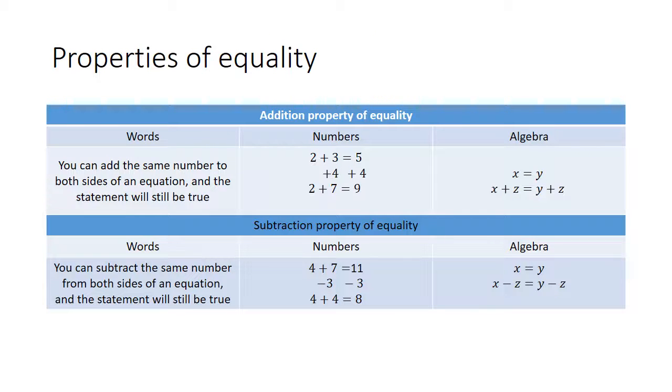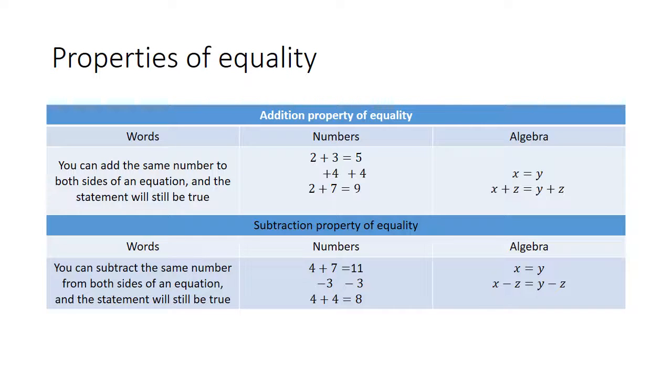The reason why algebra works and we can work through the mathematical equations and solve for variables is because of these 4 properties. Today we're going to be talking about 2 of our 4 properties of equality. So the addition property and the subtraction property. Basically, all of them say the same thing. You can do an operation to one side of the equal sign, as long as you do the same operation on the other side, the statement will still be true.